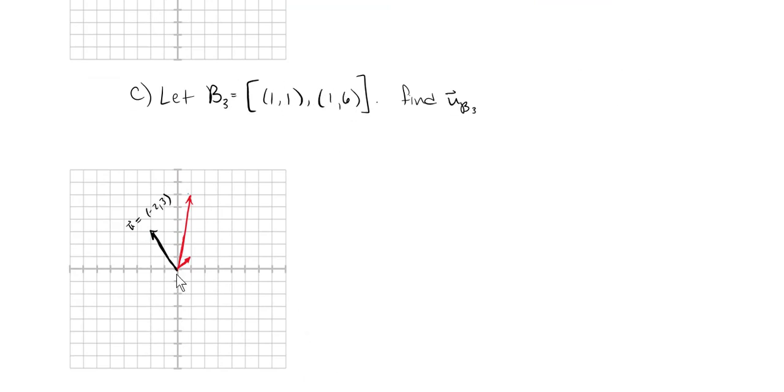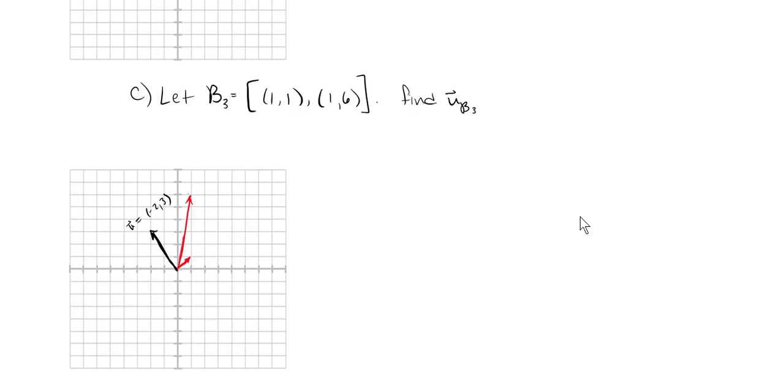And I've drawn the same sort of situation. We have these 2 red vectors. The short one is the 1, 1 vector. The longer red vector is the 1, 6 vector. And we're asking, how many copies of this red one, the short red one, and how many copies of this long red one must be added together to make the black one, right? Our original negative 2, 3 vector.